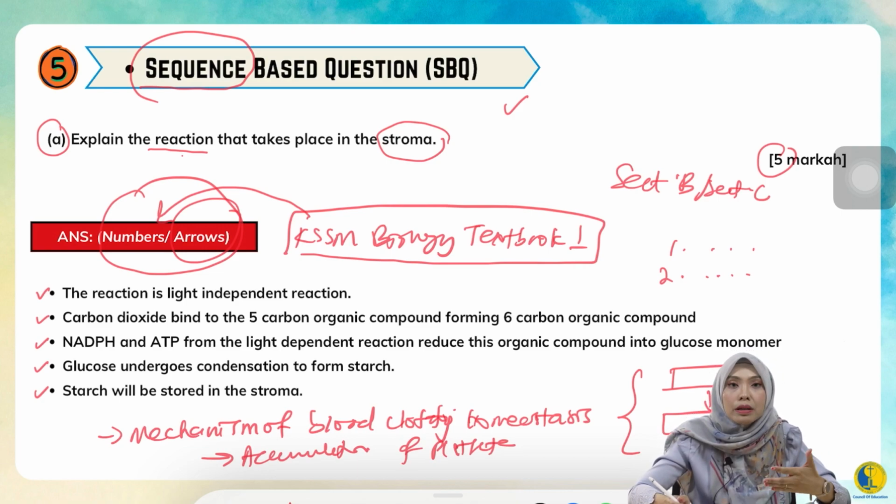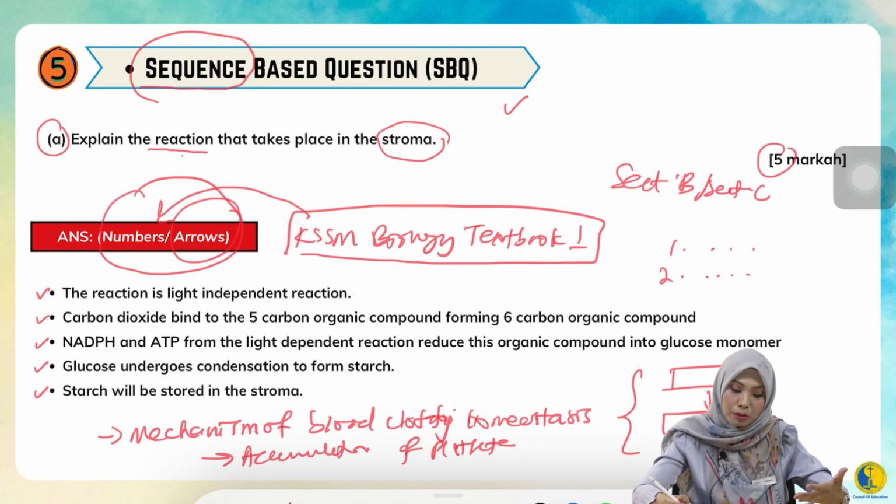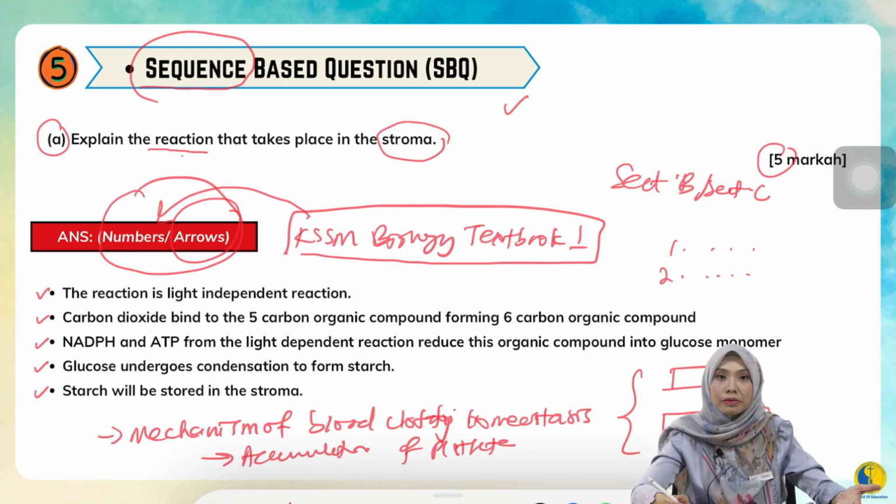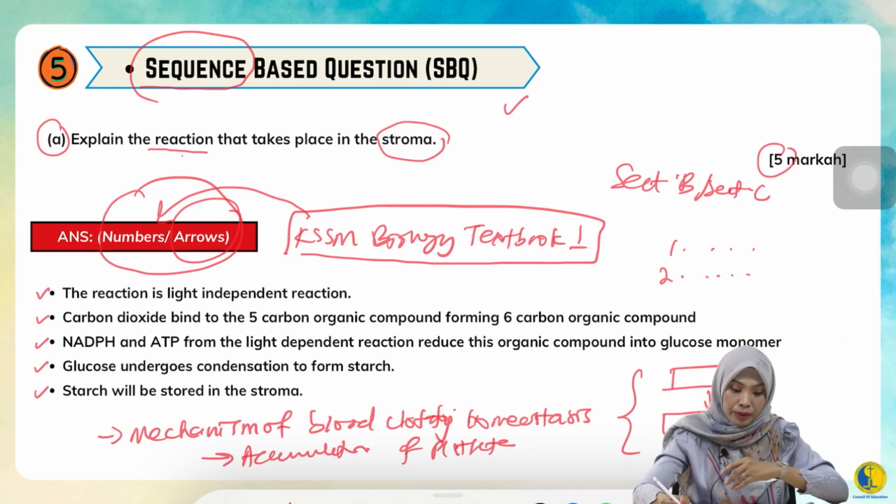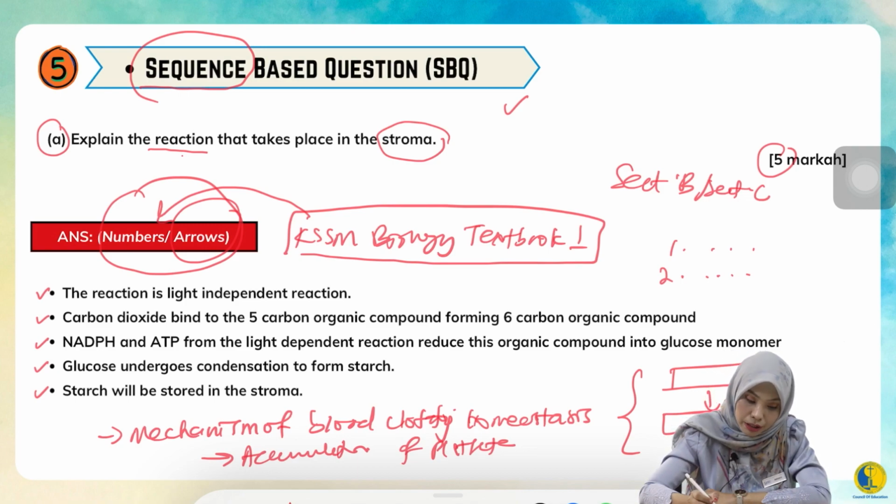It cannot happen without the proper sequence. You cannot have number 3 suddenly take place first without number 1 and number 2. If you take a look at the reaction, you must first mention that it is the light independent reaction. Okay, good. Then you continue.